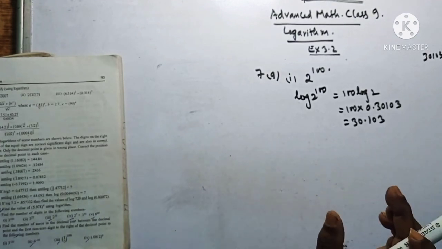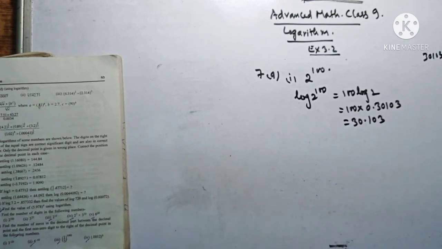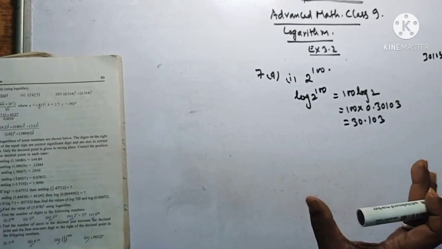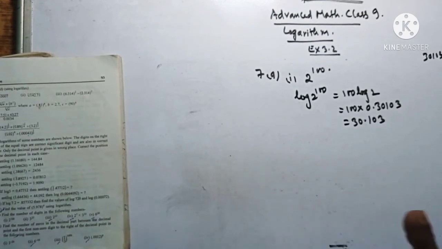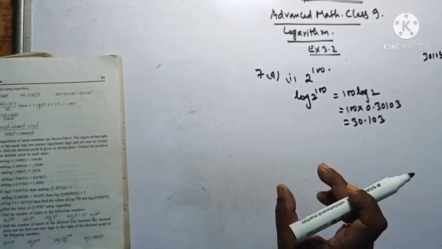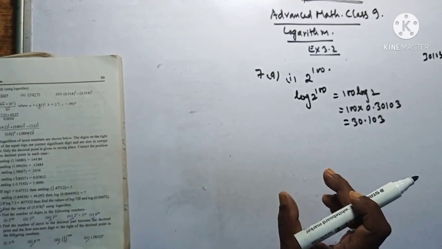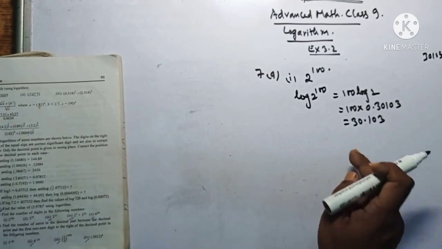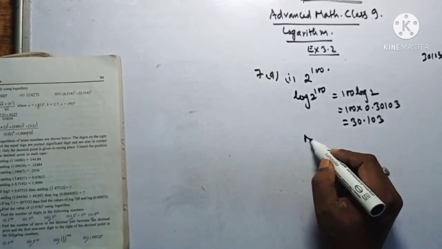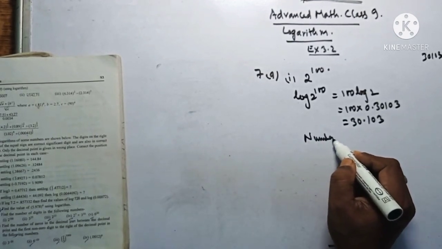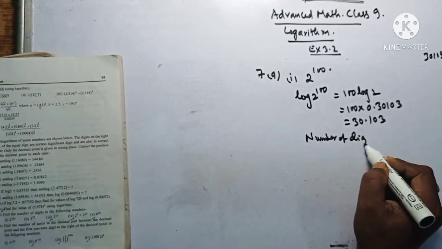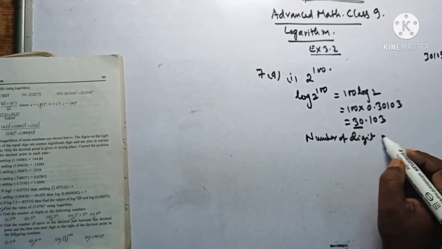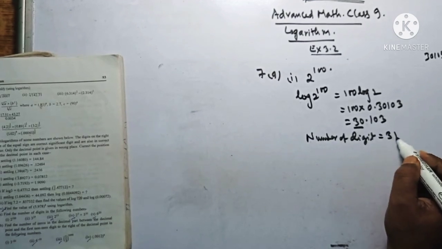If there are 3 digits, your characteristic is 2. If there are 4 digits, your characteristic is 3. If there are 5 digits, your characteristic is 4. If it is 10 digits, your characteristic is 9. So now your characteristic is 30. So the number of digits will be, always add 1 to the characteristic. So this will be equal to 31.